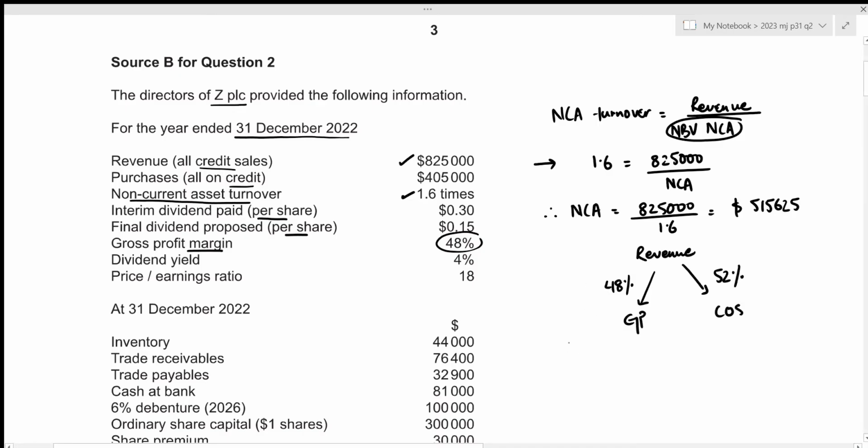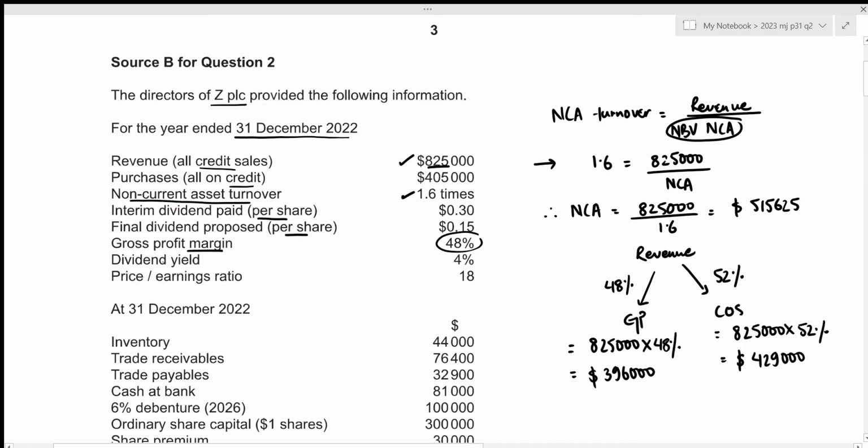So for gross profit, we will just start with our revenue. That's 825,000. And 48% of it will be our gross profit. So we're just going to multiply it by 48%. And this results in our gross profit to have the value of 396,000. We repeat the same process for cost of sales. We start with our revenue of 825,000, then multiply it by the rate of 52%. This gives our cost of sales to have the value of 429,000.